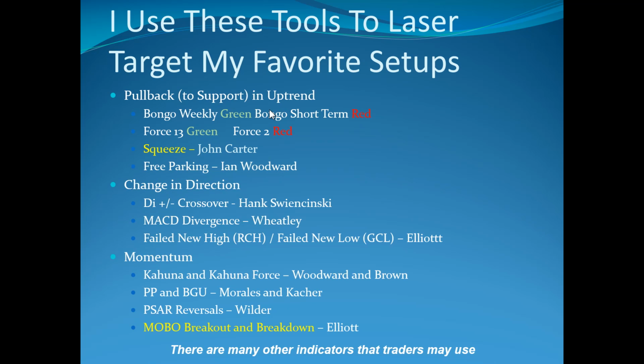Squeeze: as the Bollinger Bands pinch, that could be evidence by itself of a volatility squeeze. Free parking: pulling back to the 50-day moving average. Changes in direction: DI crossovers, MACD divergences. Failed new highs and new lows: the red candle highs and the green candle lows from David Elliott.